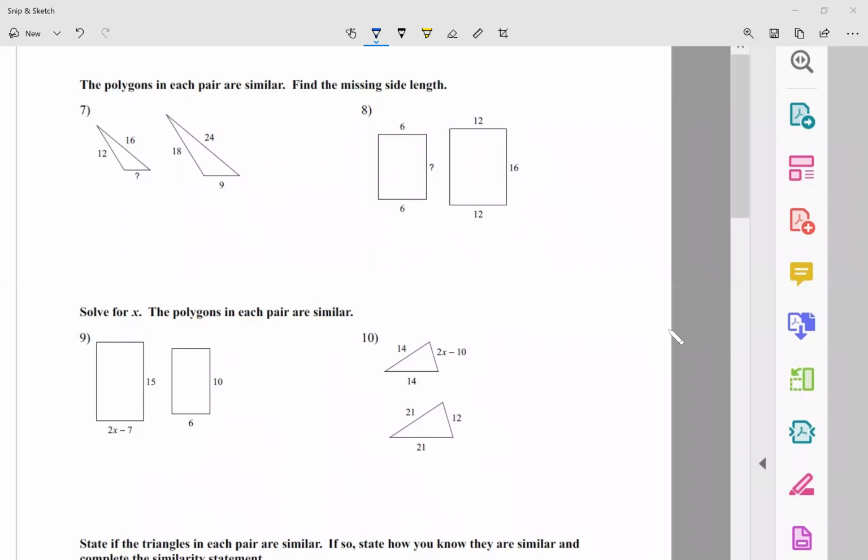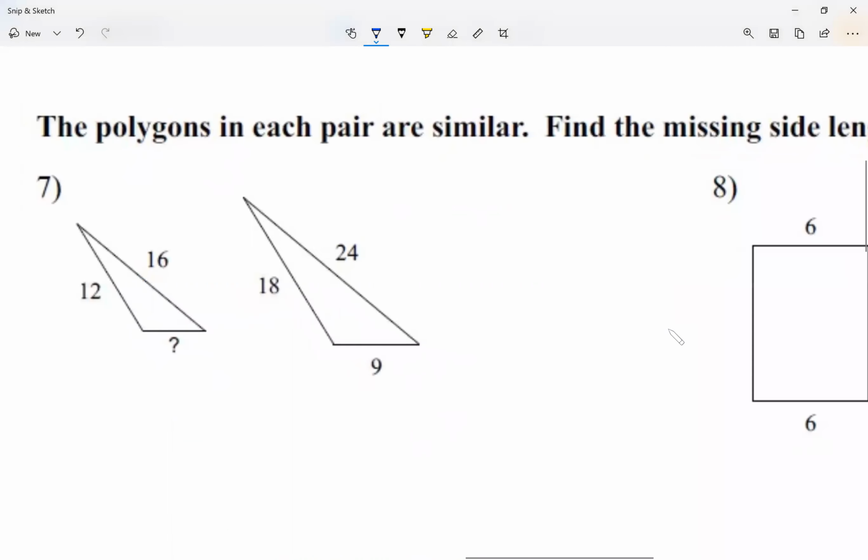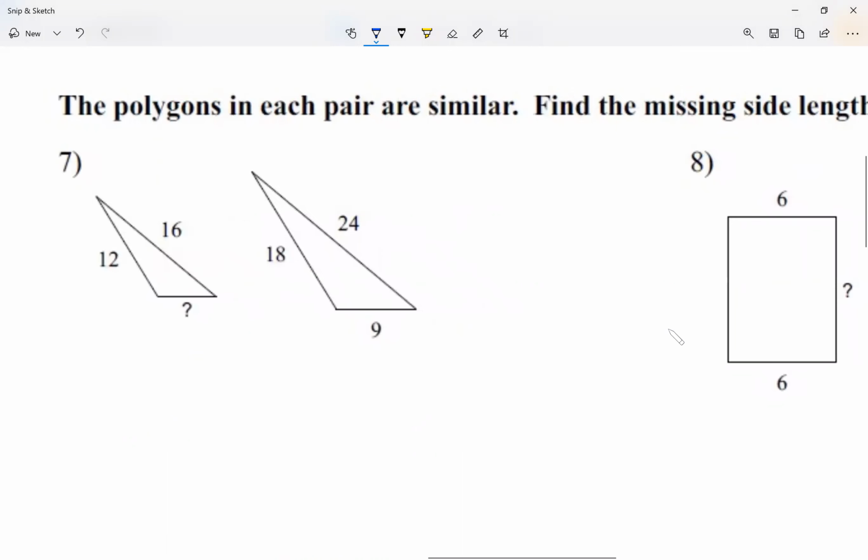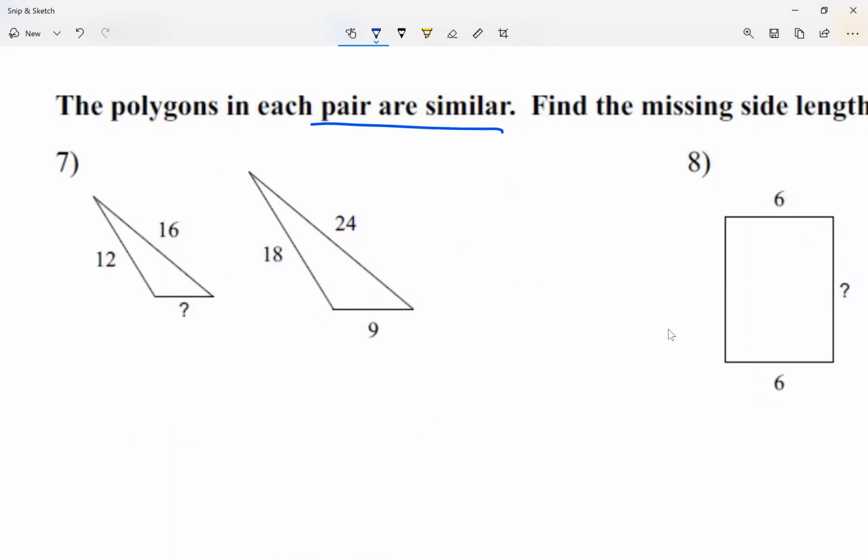Okay, so yesterday we learned how to find out if figures were similar. Now, questions 7 through 10. To begin with, questions 7 and 8 say the polygons in each pair are similar. It's a big statement. So those two figures, I'm saying they are similar. By saying they are similar, I'm saying the angles are the same and the sides are proportional.